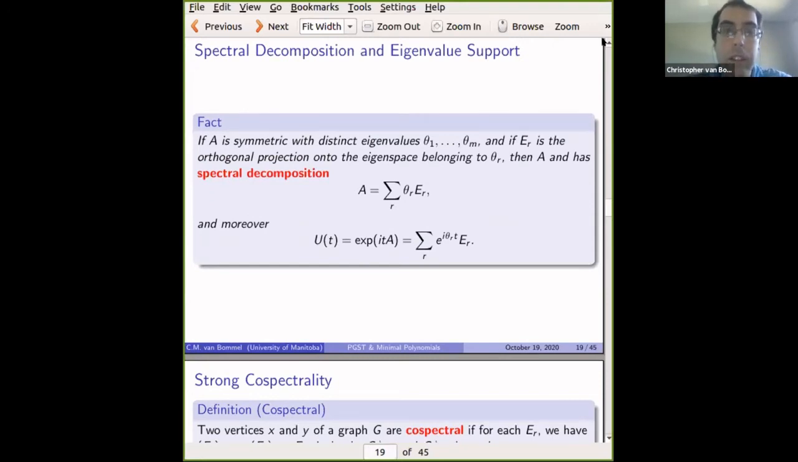So if we look at some tools for investigating this problem, we'll be dealing with the spectral decomposition, which is breaking down the adjacency matrix of a graph into its projection onto its eigenspaces. And this allows us to simplify the computation of the transition matrix. Rather than taking the exponential of our adjacency matrix, we just need to take exponentials of the eigenvalues and then multiply against these projections.